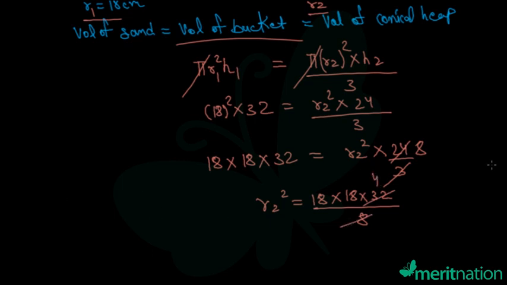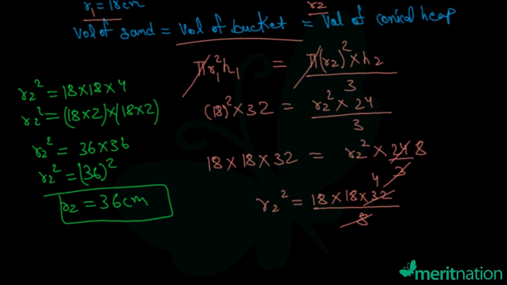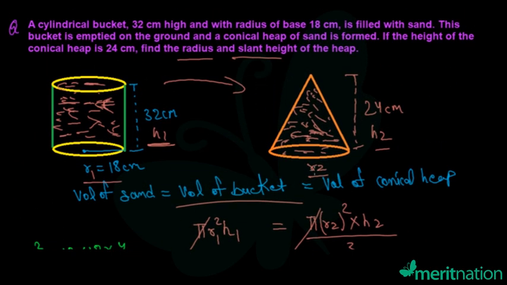So r2 square you will get is equal to 18 into 18 into 4, which I can also write as 18 into 2 into 18 into 2. R2 square is equal to 36 into 36. R2 square is equal to 36 square. So radius of the conical heap R2 you will get is equal to 36 centimeters. Radius of this conical heap R2 is equal to 36 centimeters.